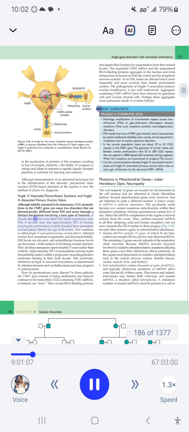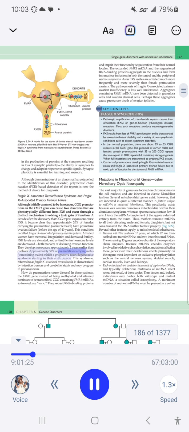A decade after the discovery that CGG repeat expansions cause FXS, it became clear that approximately 20% of females carrying the premutation have premature ovarian failure before the age of 40 years. This condition is called Fragile X-associated primary ovarian failure. Affected women have menstrual irregularities and decreased fertility. FSH levels are elevated and anti-Müllerian hormone levels are decreased, both markers of declining ovarian function. They develop menopause approximately 5 years earlier than controls.